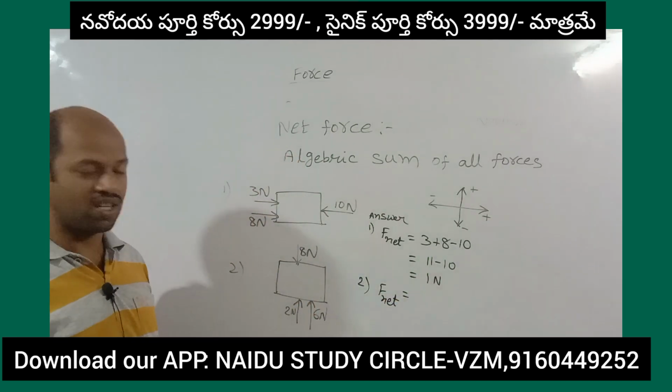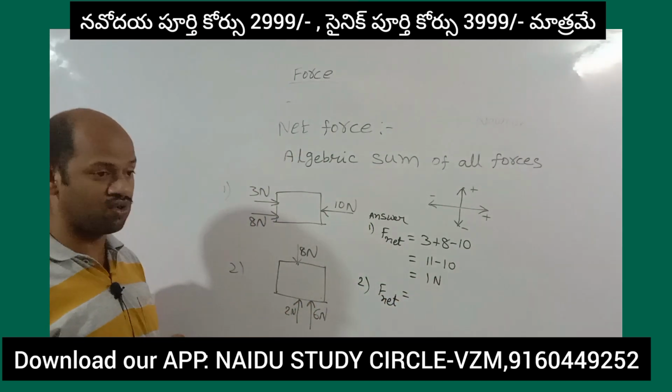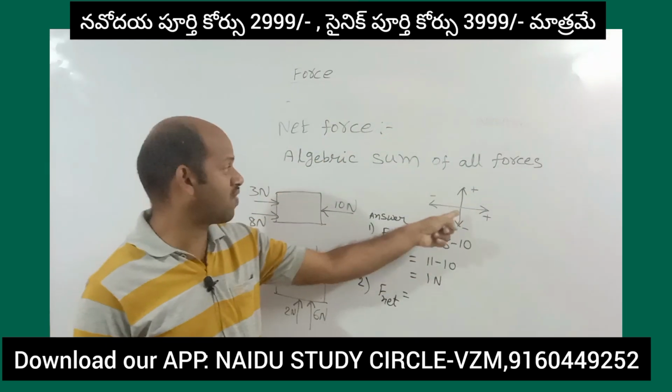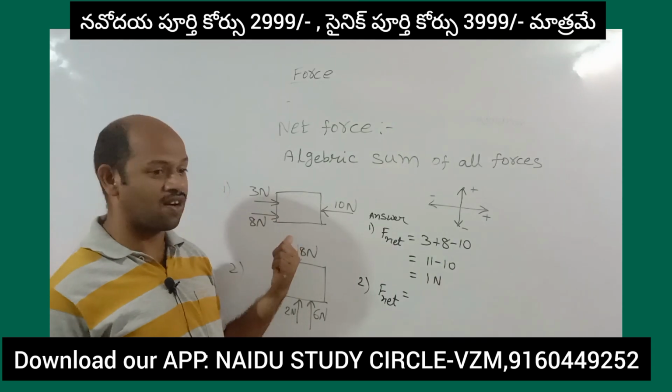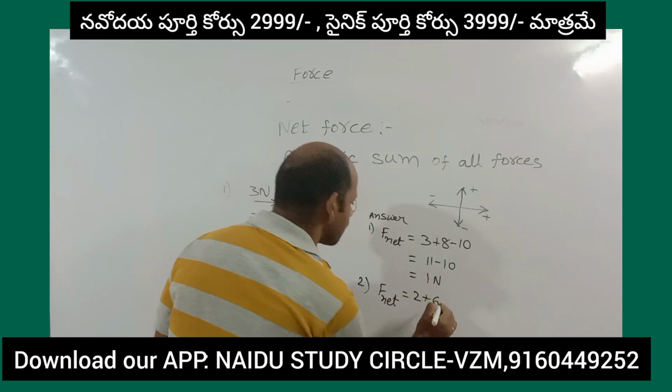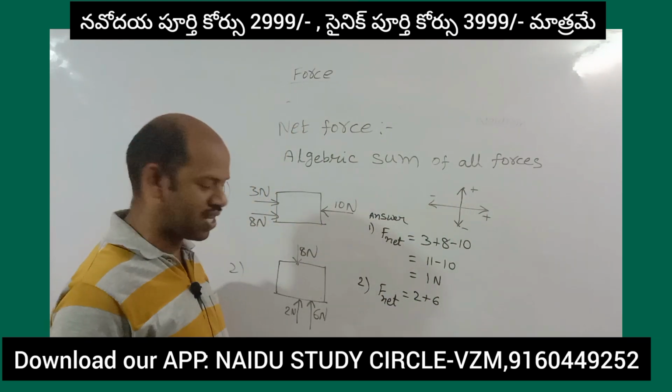Two forces are acting. What are they? 6 newtons and 2 newtons. We know that the arrow is given upward. That means the force acting upward is considered positive. So 2 plus 6, upward is positive.